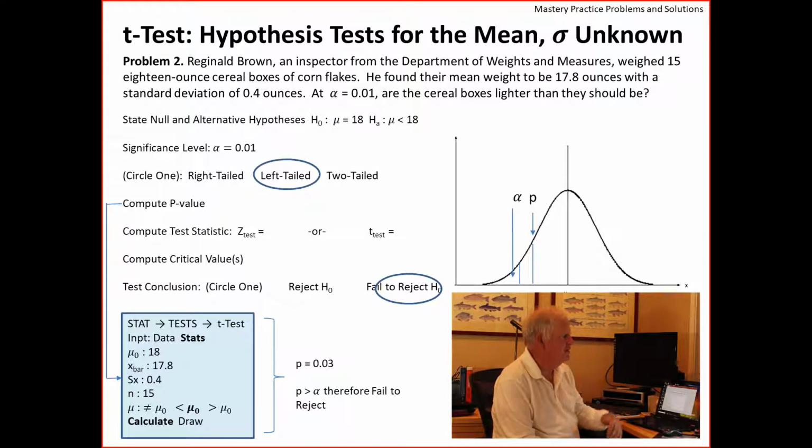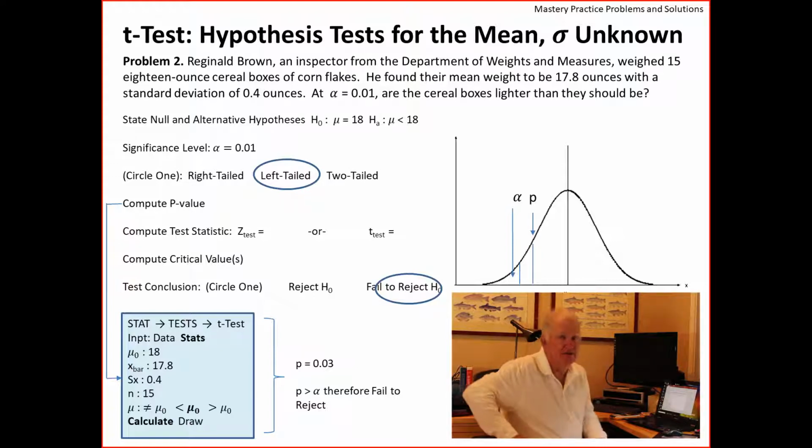The null hypothesis: these are supposed to be 18-ounce cereal boxes. It's a nominal value stamped on the box. So mu, we're still testing the mean, mu is equal to 18, but there's a concern that these boxes actually contain less than 18 ounces, and in fact a sample found 17.8. So the alternative hypothesis is that mu is less than 18 ounces. The significance level this time is 1%. The alternative hypothesis has a less than sign, so that makes this a left tail test.